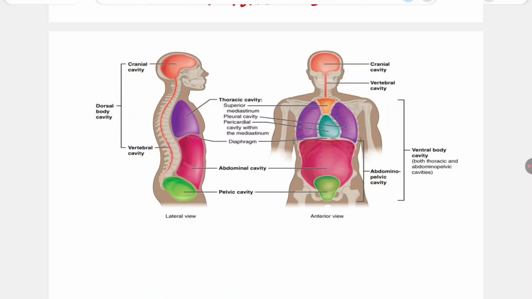And here you can see this is ventral cavity. What will be there? First one is thoracic cavity. Thoracic cavity means this all area full. Here you can see lungs will be there, heart will be there. And next one is abdominopelvic cavity, up to here. This is abdominal region, this is pelvic region. Here stomach is there, liver is there, bladder is there, intestines are there. So all will be called ventral cavity.